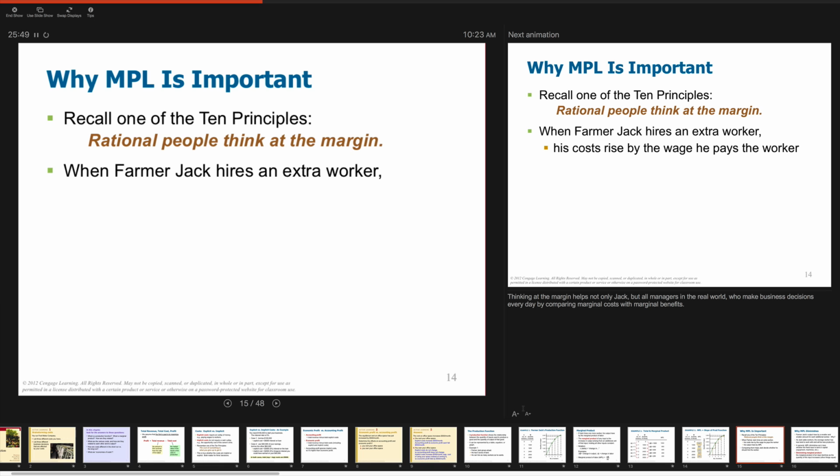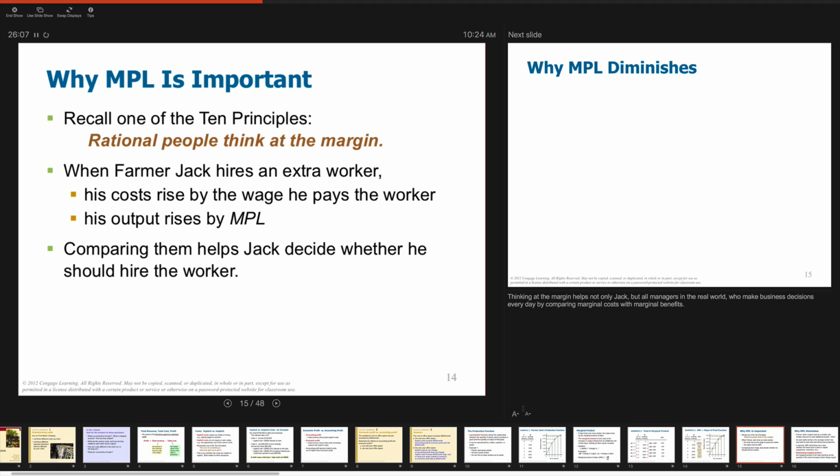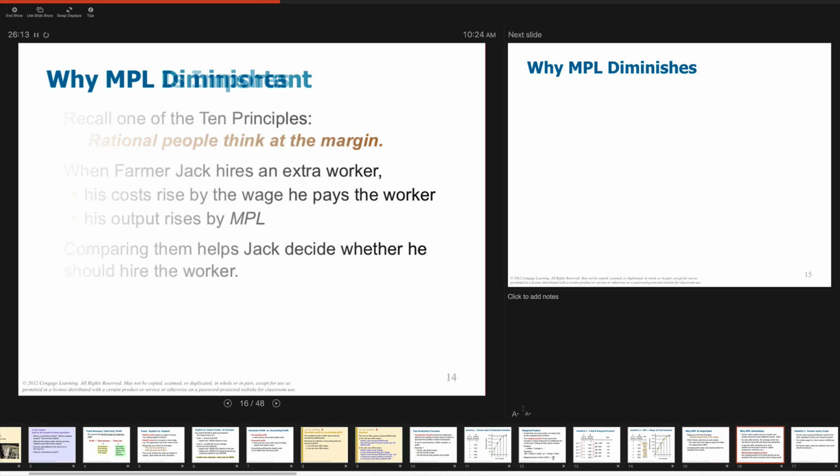So, when Farmer Jack hires an extra worker, his costs go up by the wage he pays the worker. What kind of cost is that? It's an explicit cost. And his output goes up by the MPL. Comparing the two helps Jack decide whether or not it's worth it.